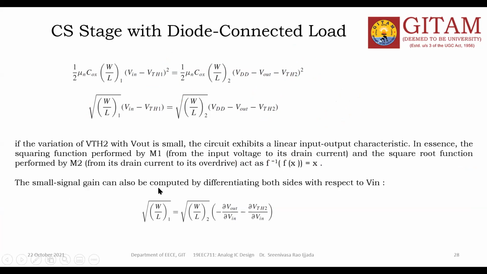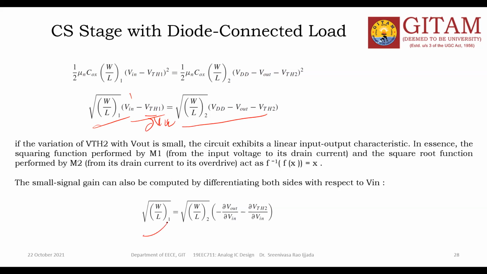The small signal gain can also be computed by differentiating both sides with respect to Vin. Take this equation and differentiate both sides with respect to Vin. This is constant, so leave it. This term, differentiated with respect to Vin, becomes 1. This becomes dVTH1 by dVin. Similarly, this side gives the same thing.